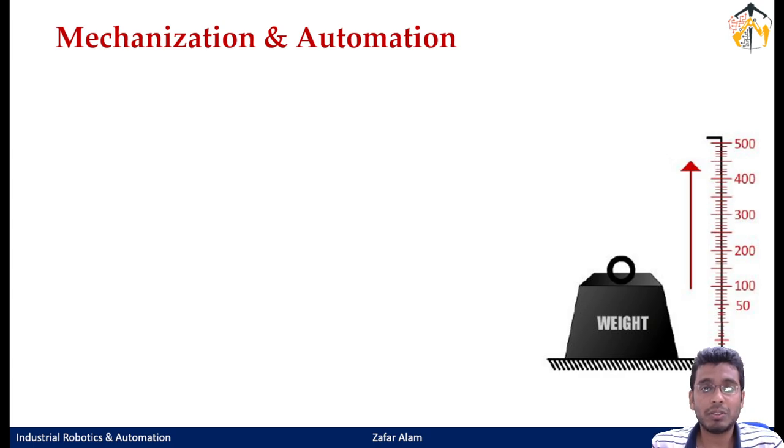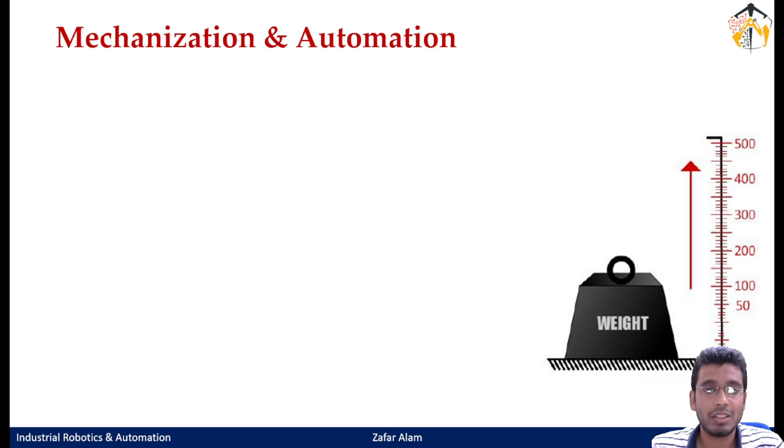Now, suppose I am lifting this with a mechanism, say a lever mechanism, or I have put some motors or other apparatus to lift it. Then that can be called mechanization. Then can you call this automation? If I am lifting this 100 kg weight to 5 meters using a lever mechanism or some types of motors, can I call this automation? I am getting both answers, yes and no.